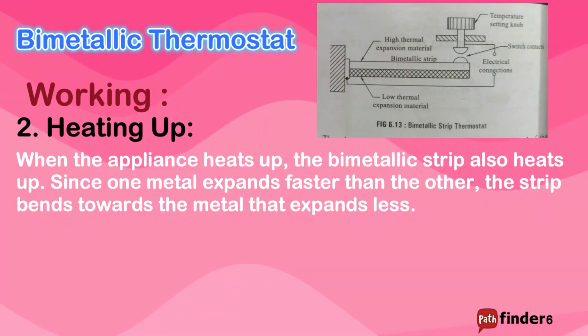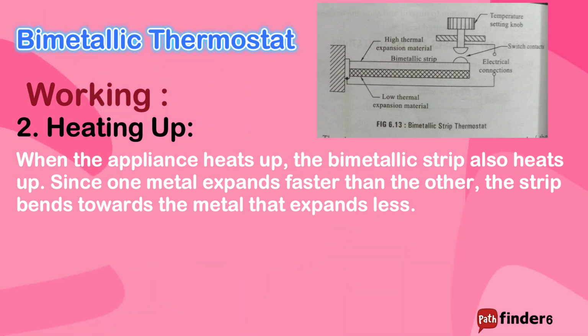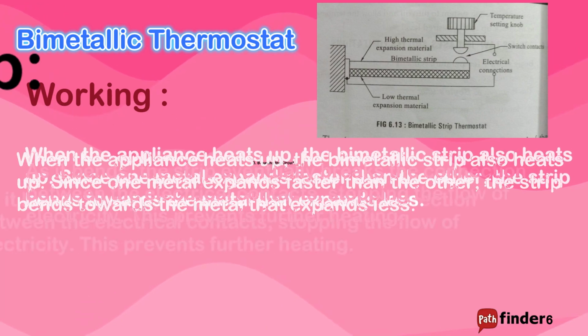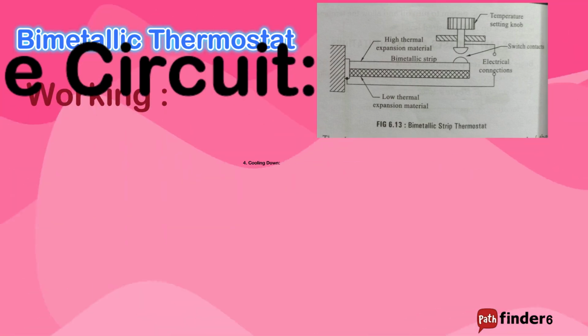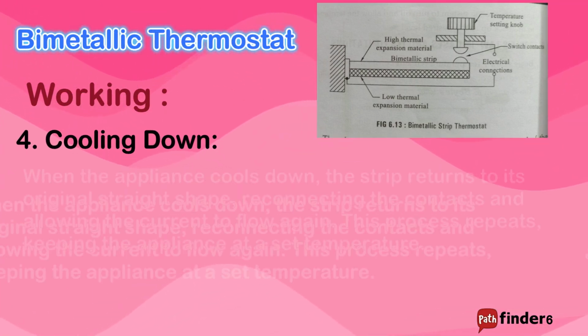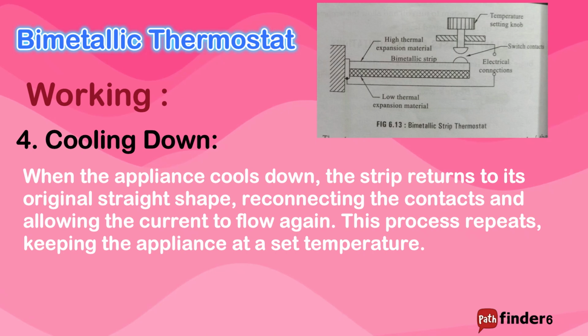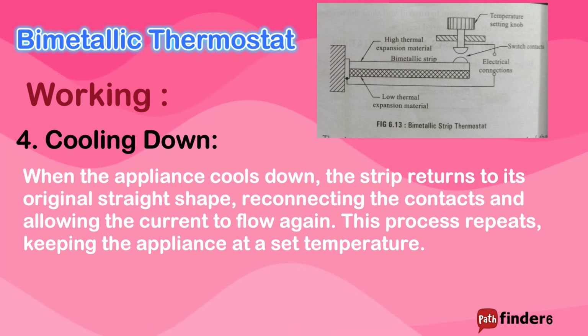2. Heating up. When the appliance heats up, the bimetallic strip also heats up. Since one metal expands faster than the other, the strip bends towards the metal that expands less. 3. Breaking the circuit. As it bends, the strip eventually breaks the connection between the electrical contacts, stopping the flow of electricity. This prevents further heating. 4. Cooling down. When the appliance cools down, the strip returns to its original straight shape, reconnecting the contacts and allowing the current to flow again. This process repeats, keeping the appliance at a set temperature.